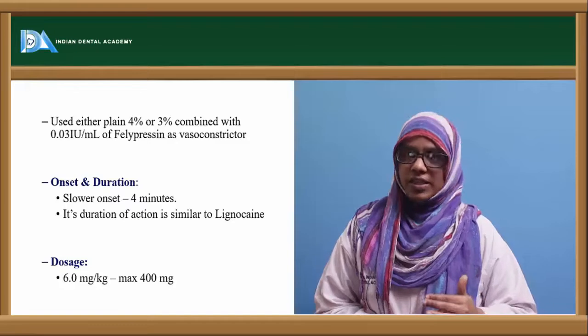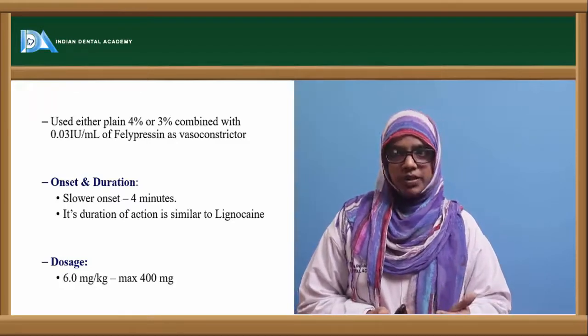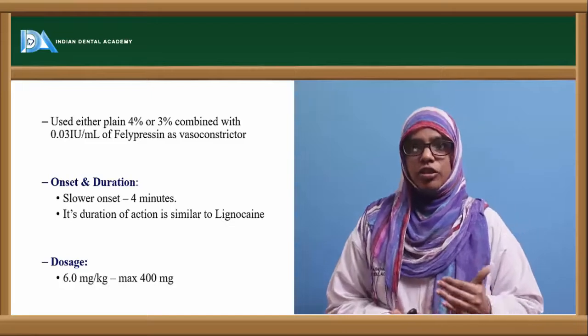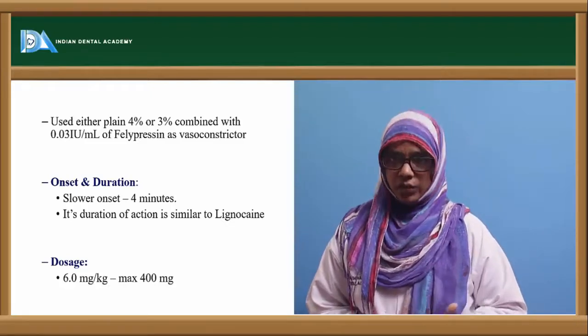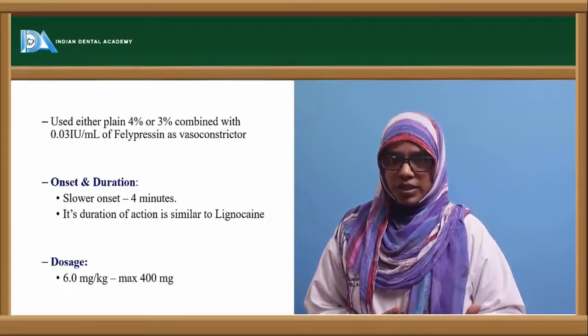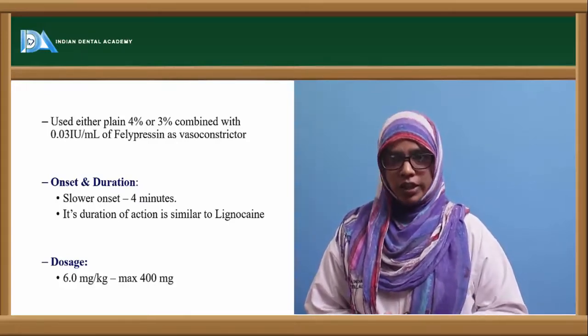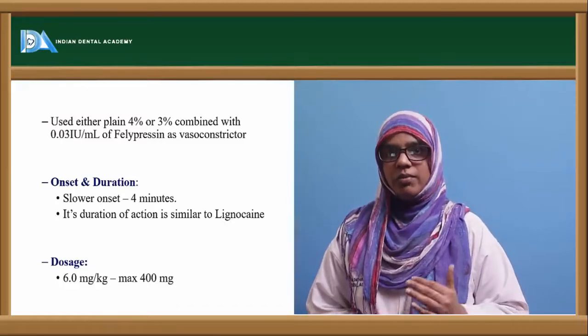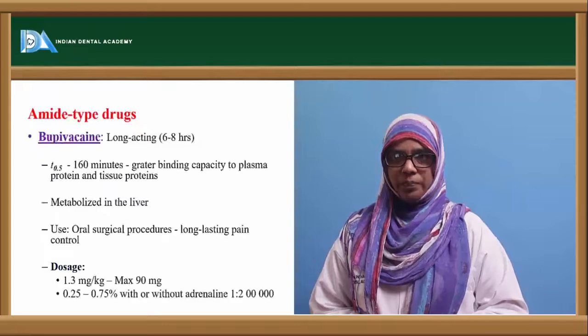It is used either as plain 4% or as 3% combined with 0.03 international unit per ml of felypressin as a vasoconstrictor. It has a slower onset, around 4 minutes, and its duration of action is similar to lignocaine. The dosage you could give is 6 mg per kg, maximum up to 400 mg.